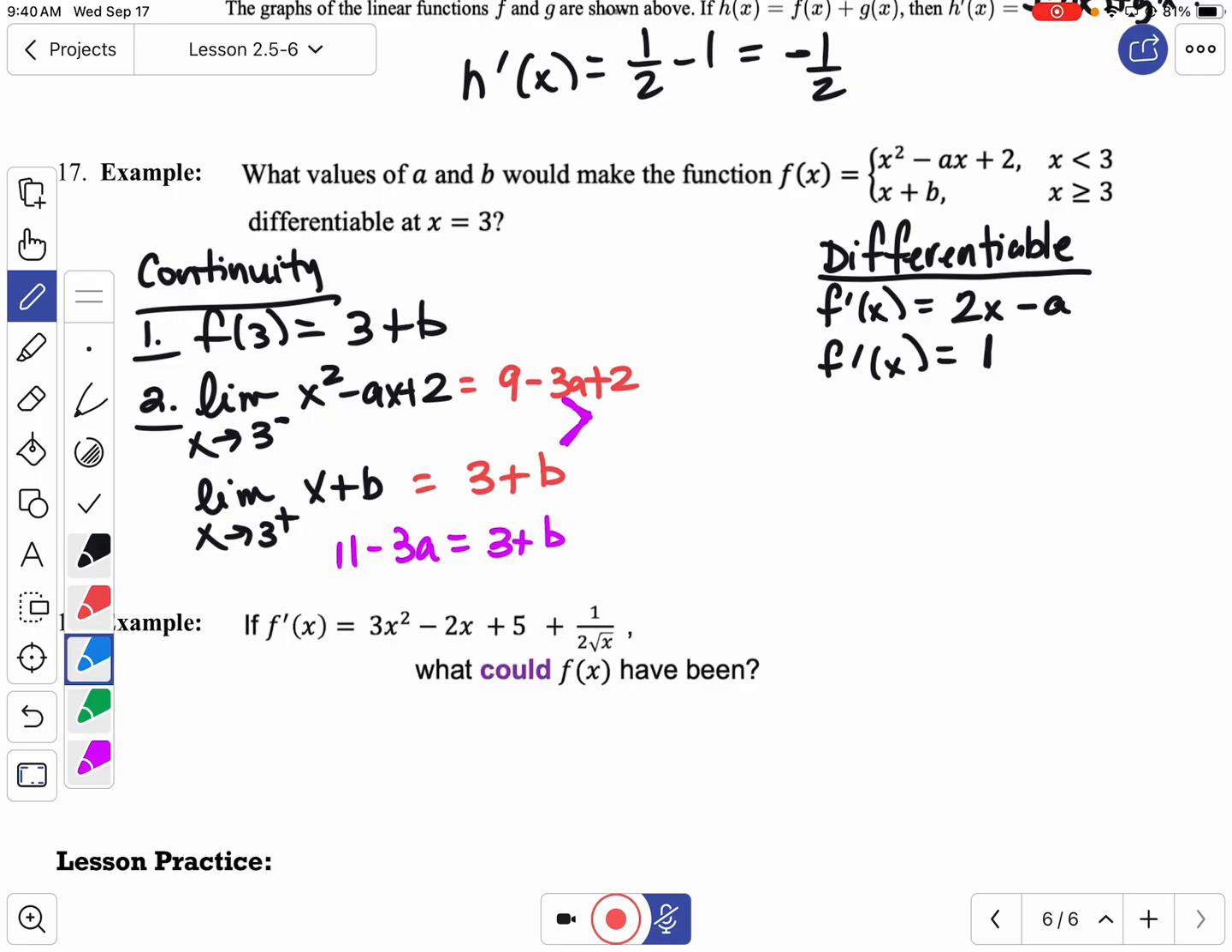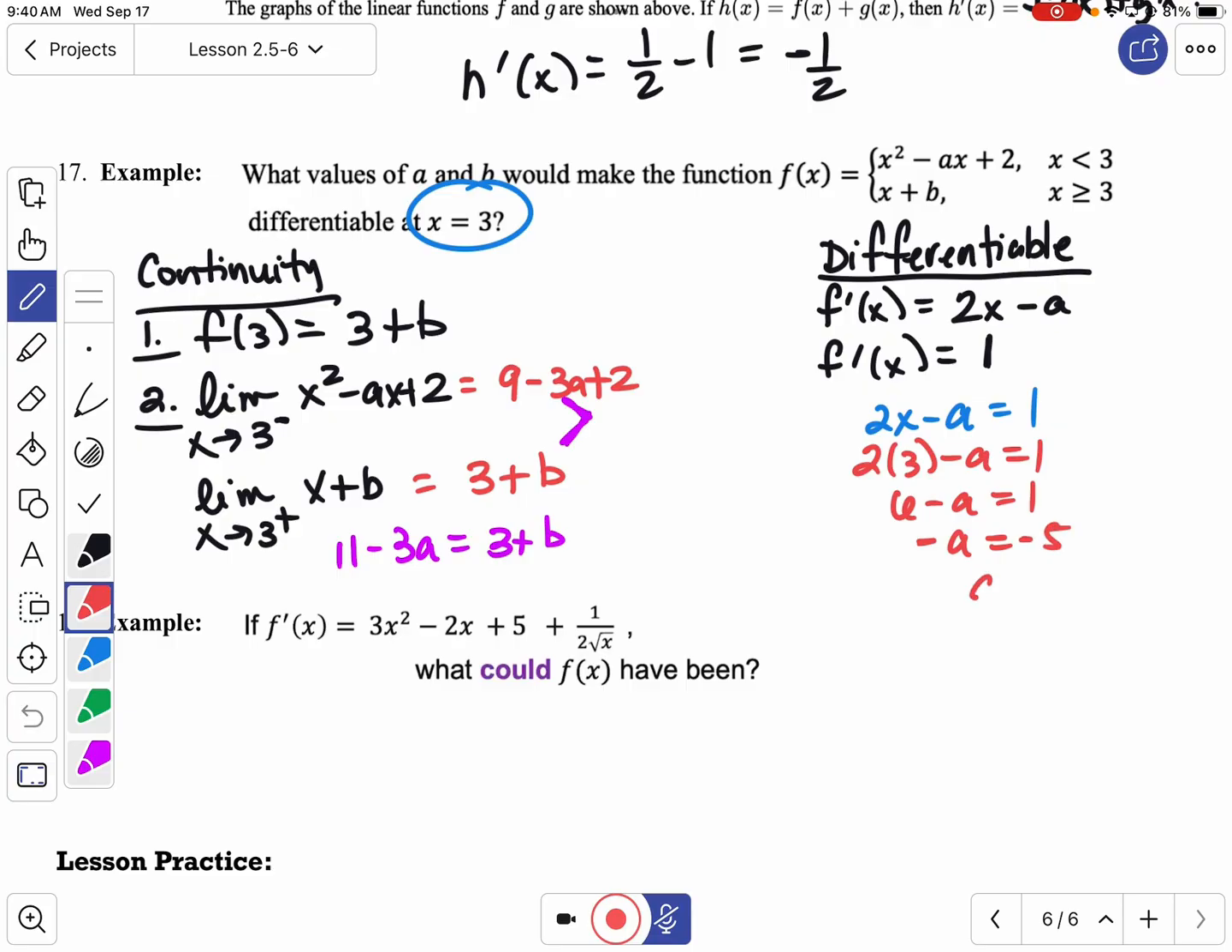And then over here on my differentiable part, those two derivatives have to be equal, all right? So 2x minus a has to equal 1. Well, what x value are we considering? 3, so we're going to plug that in. So 2 times 3 minus a would equal 1. 6 minus a would equal 1. And so a would equal 5. Right? So we're doing kind of a nifty system of equations here.